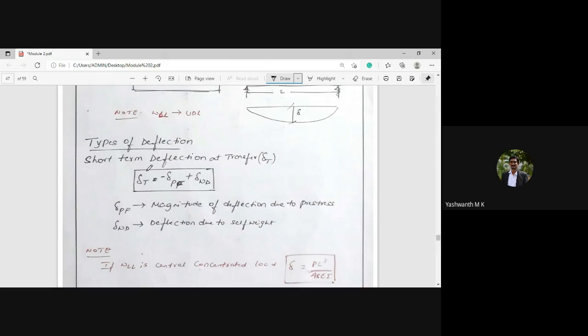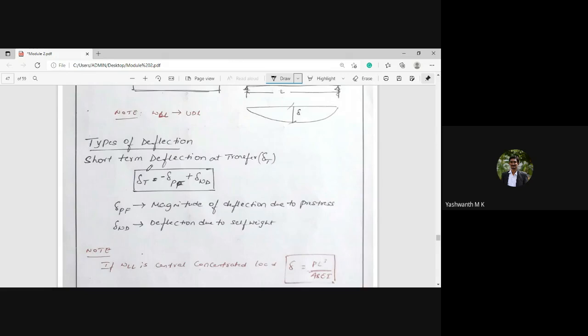One is whatever you calculated in the last session. In this problem, you are calculating short-term deflection at two different stages. One is short-term deflection for the transfer stage, that is deflection due to the pre-stressing force and deflection due to the dead load. So this will come under the transfer stage. Again, if I want to calculate the short-term deflection at the working stage, for this particular formula the live load will add up. Did you get my point?